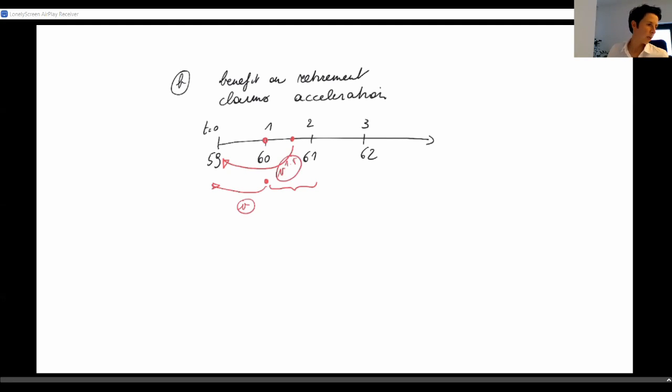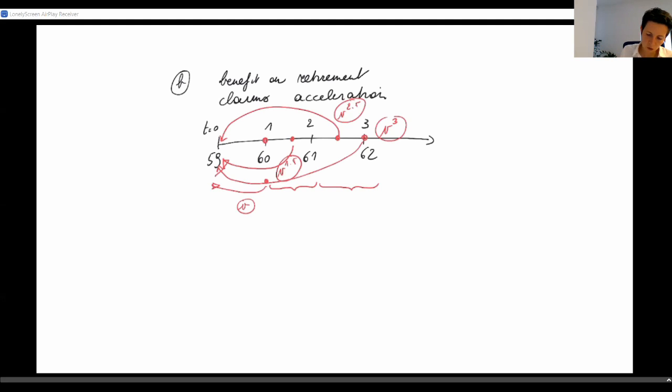And then again, I've got retirement between 61 and 62. That would be paid halfway through the year. So that uses a discount factor v to the power 2.5. And then I've got finally the retirement at exact age 62. So that would require a discount factor of v to the power 3. So by reflecting in this way, I'll see at least what my anchor points would be.